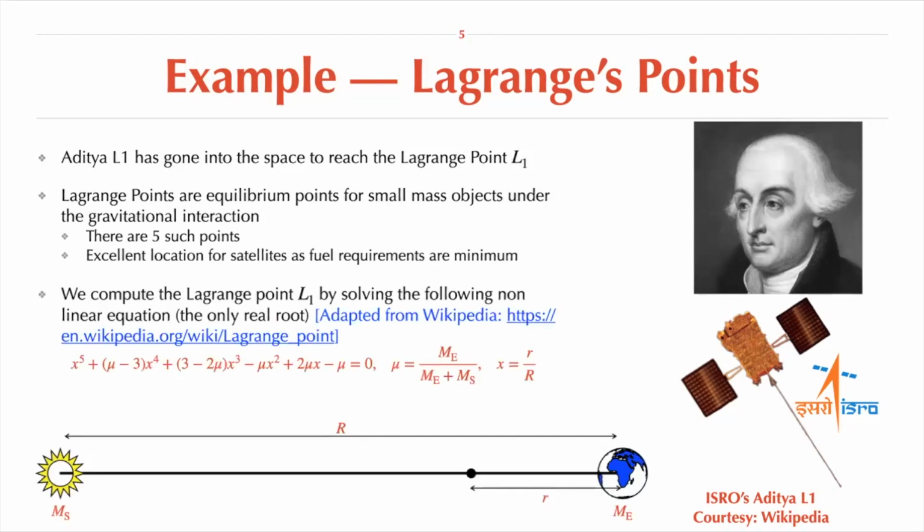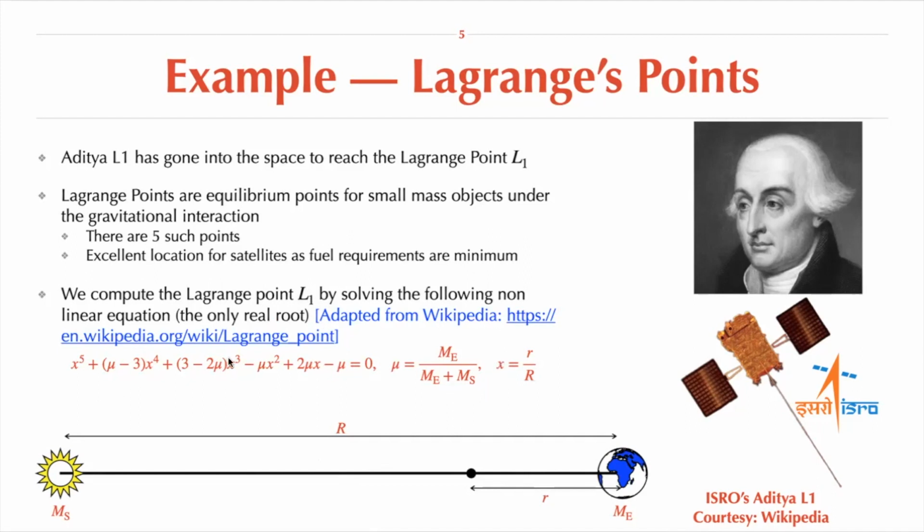So in order to get the distance of the Lagrange point from Earth, because we are calculating L1, which is one such Lagrange point, you get the value of L1 by solving this equation. By solving this fifth degree equation, you can get the location of the Lagrange point. So this is the value.